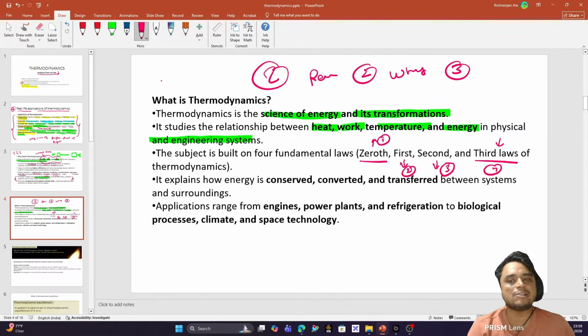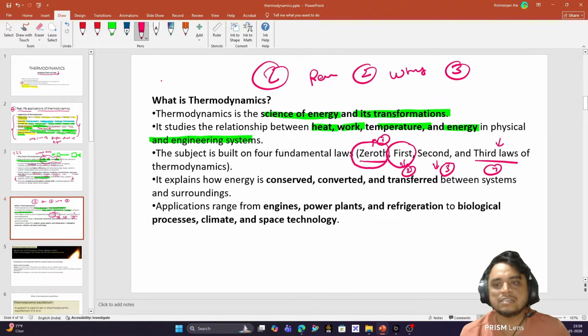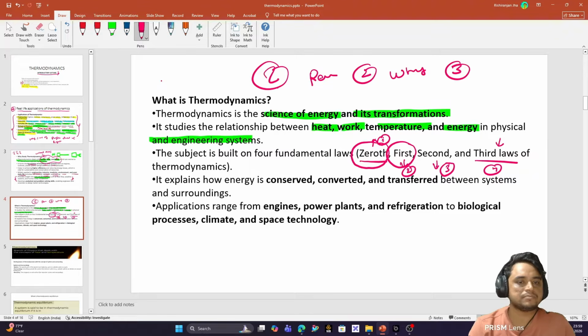All these laws are pretty important, but we will start first with the zeroth law and then the first law of thermodynamics. In this lecture we will cover the zeroth law and first law. The second law and third law will be covered in the next lecture of thermodynamics. Whenever I upload the video, you will be able to see it. I'll upload it soon, so you don't have to worry about that.